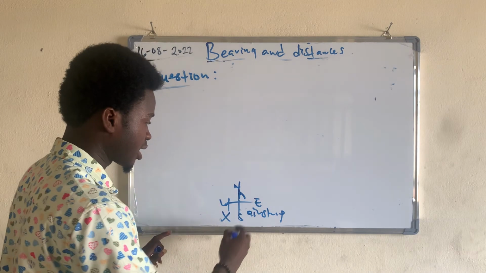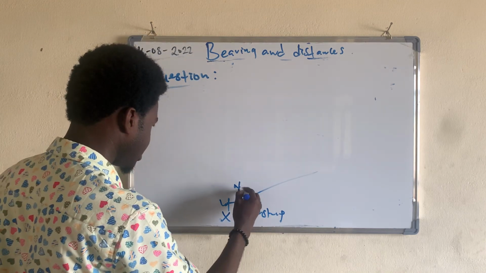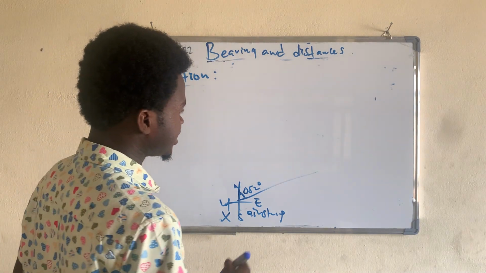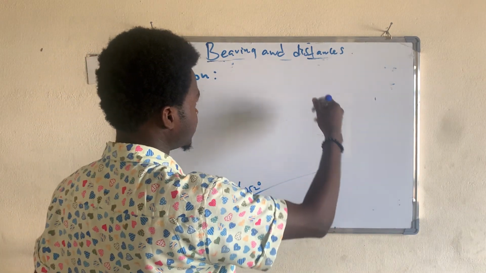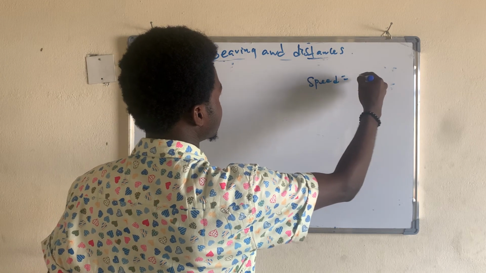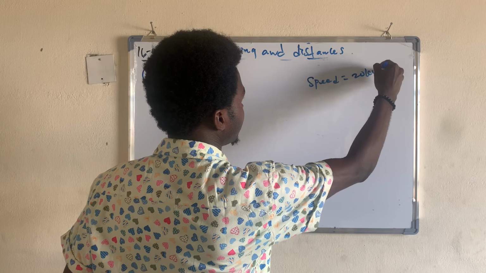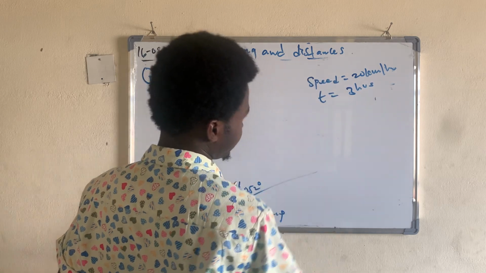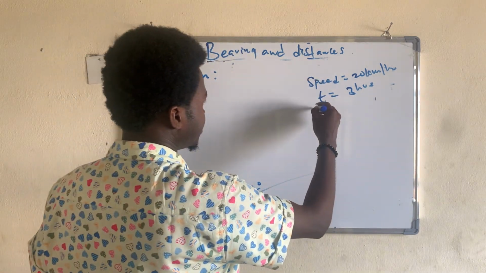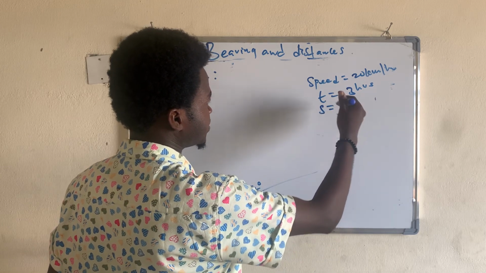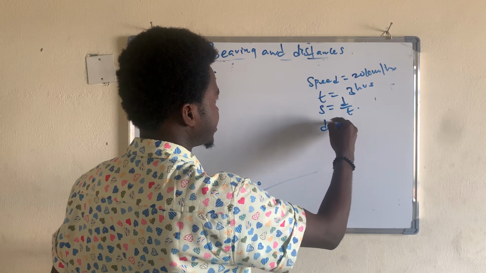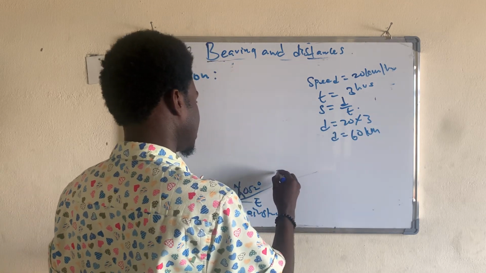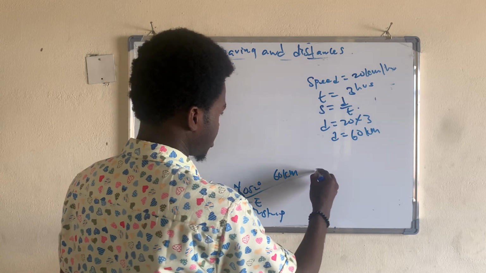So I'll create a small arc. I'll draw this line this way. This is 052 degrees. And it was stated that it traveled at a speed of 20 km per hour, and it took 3 hours for that journey. We obtain our distance. Remember, under motion, the speed is distance per time. So our distance here is 20 by 3. Distance is 60 kilometers. So the distance it took is 60 kilometers.